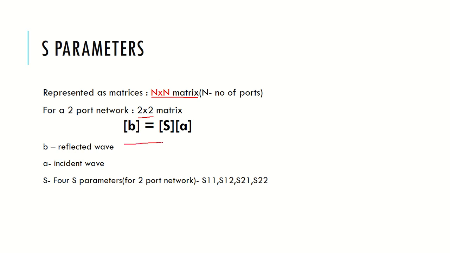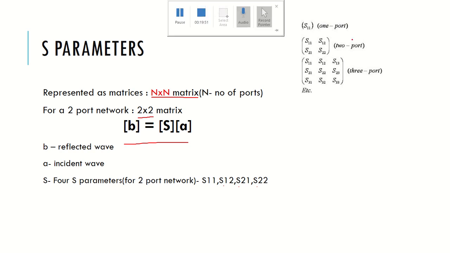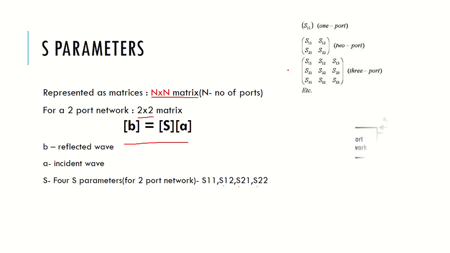So the general representation of the S parameters is B is equal to S into A, where B represents the wave that is reflected, S represents the S parameters, and A represents our incident wave. And for a two-port network, we have 4 S parameters: S11, S12, S21 and S22. So one port means only one S parameter, two port means it is 2 cross 2, so 4 S parameters, three port means it is 3 cross 3, so it is 9 S parameters in total.